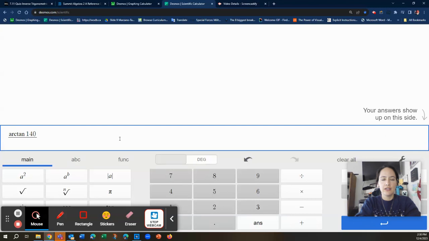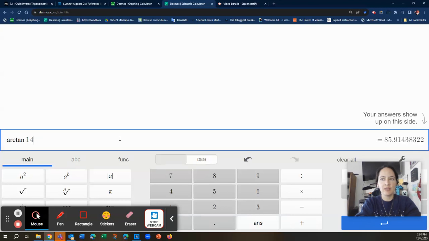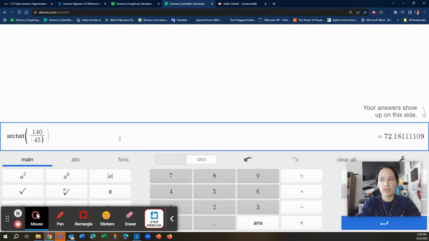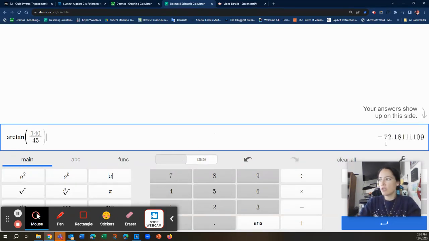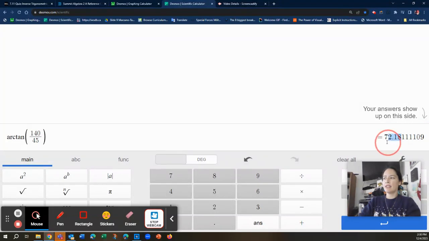140 over 45. Oops, I need parentheses. See how that didn't work? 140 over 45. And we need it in degrees. Cool, we did it. It's already in degrees, not radians. So they're saying, wow, it's actually pretty steep. 72.18, right? I think it was the hundredths place.